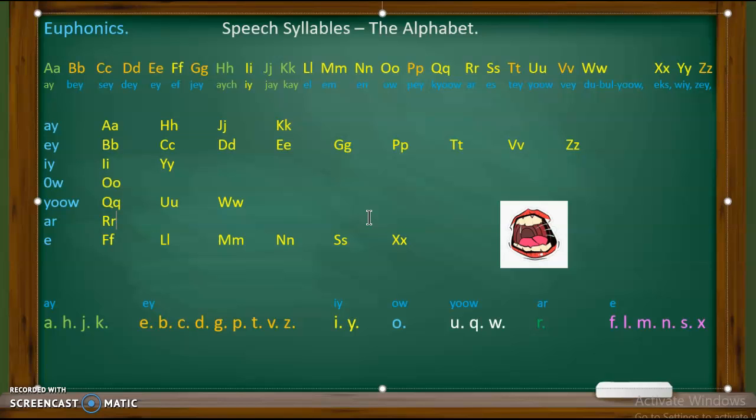So really here you can categorize the letters by way of vowel sound. And it makes it slightly easier because then you just have maybe 6 things to learn or 7 things to learn. You have to learn A, E, I, O, and U for sound, R, and E. And you put that on the board, you've got A: H, J, K. E: B, C, D, G, P, T, V, and Z. I and Y, O, U: Q and W, R, and the short vowel E: F, L, M, N, S, and X all begin with E.